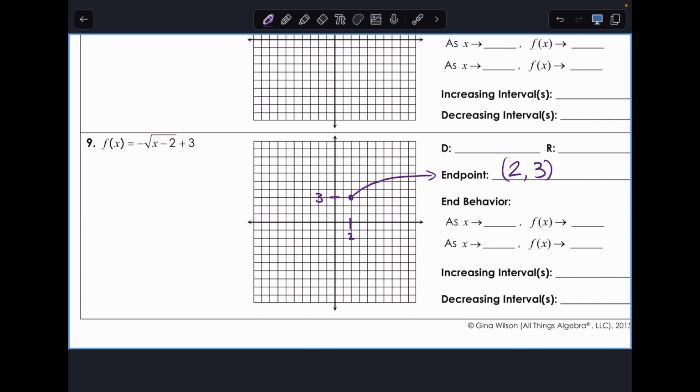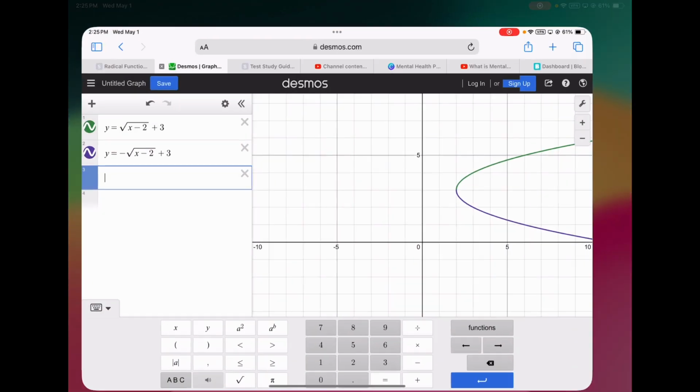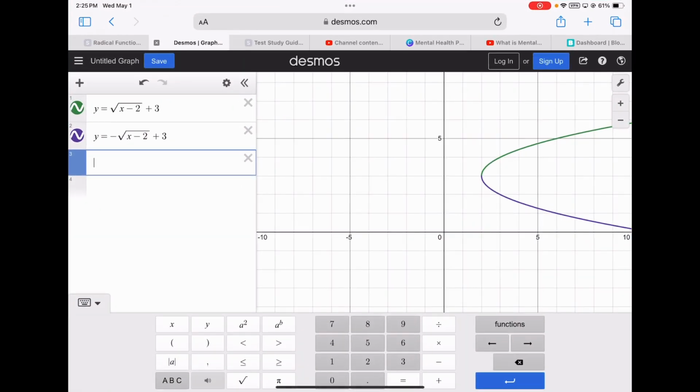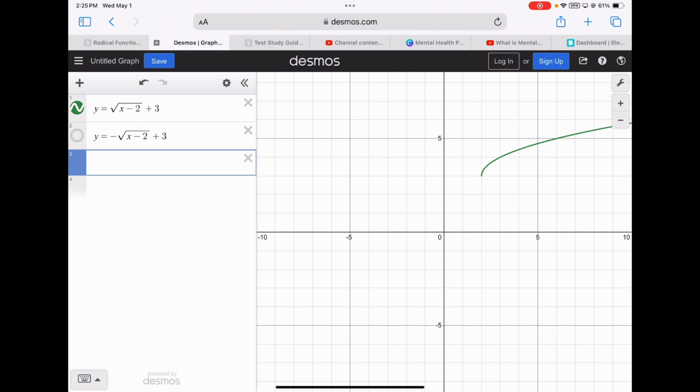You want to see it? I'll show you. Oh, I already have it. Would you look at that? So here is the x minus 2 plus 3 in green, right? And if I were to put in the negative one right here, I try to do that as a touch screen on TV. Excuse me. Okay, so let me take that off. It's reflected over the endpoint.